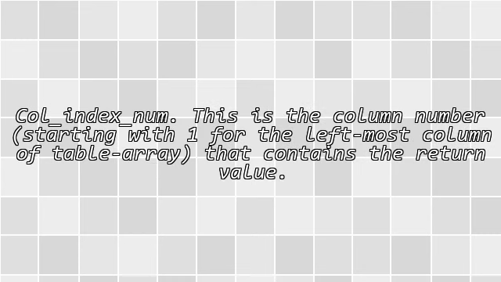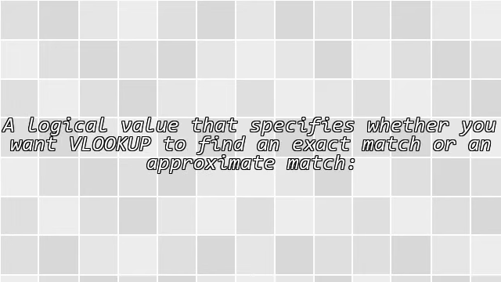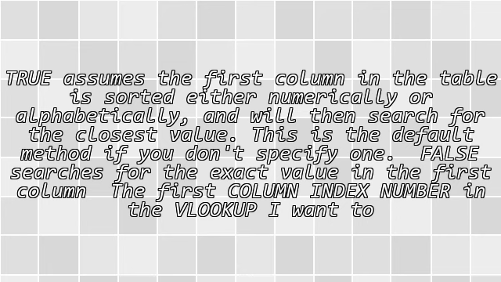Col_index_num: this is the column number, starting with 1 for the leftmost column of table_array, that contains the return value. Range_lookup: a logical value that specifies whether you want VLOOKUP to find an exact match or an approximate match. TRUE assumes the first column in the table is sorted either numerically or alphabetically and will then search for the closest value. This is the default method if you don't specify one. FALSE searches for the exact value in the first column.